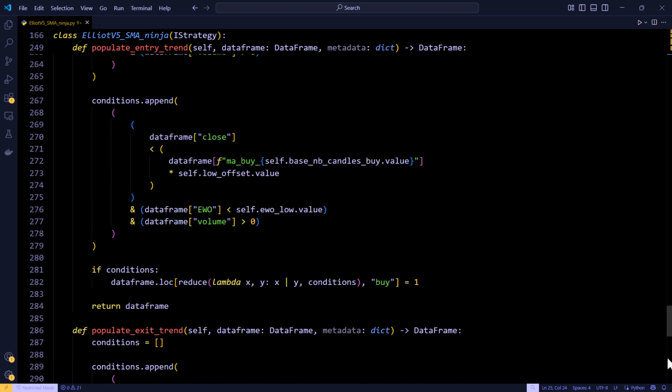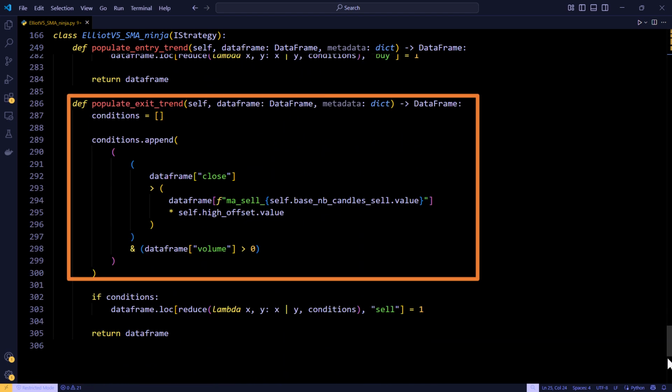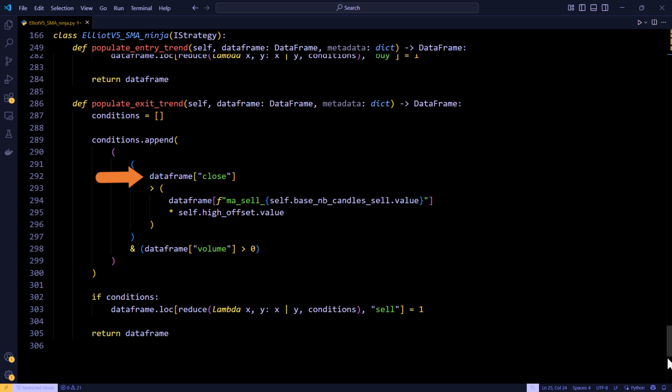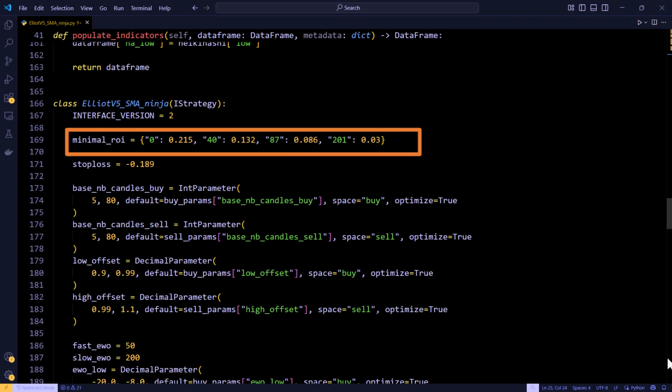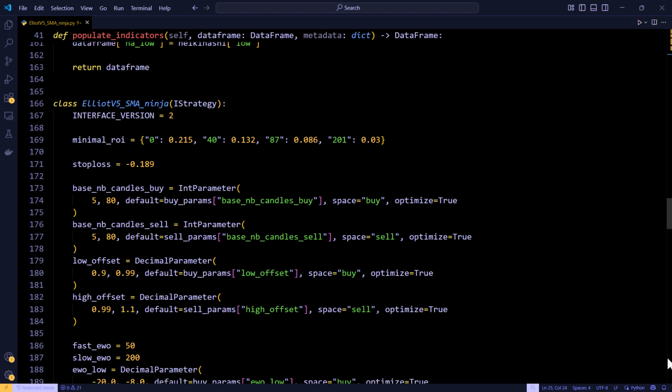Very simple. The exit rule is equally simple because the price should be above a sell EMA times a high offset, and there should be a positive volume. And with most of these Freqtrade strategies, there is also an ROI table that provides the exit signals, a trailing stop loss, which is used in this case, and a hard stop loss of minus 18.9.